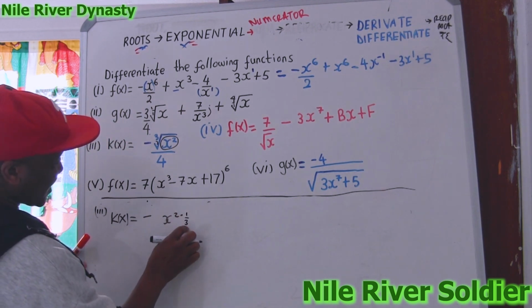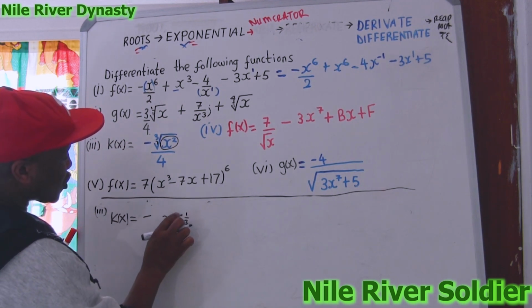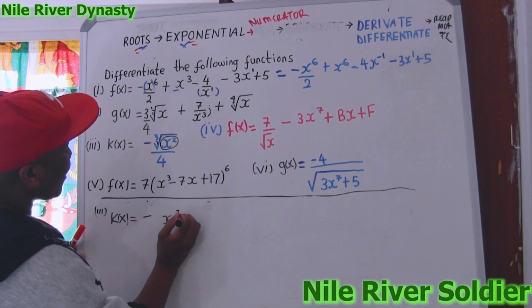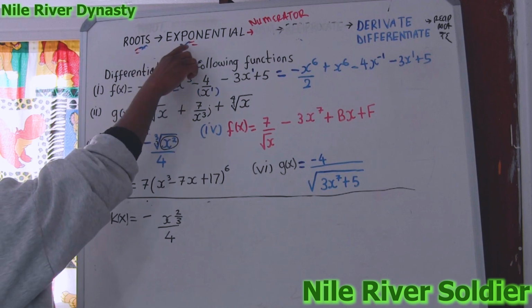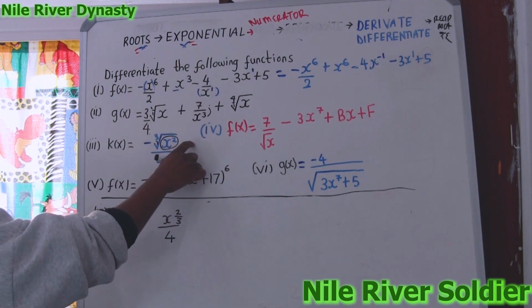2 times 1, 2 over 3. So we're going to say this is 2 over 3, and then over, we have a 4. Everything is in power already, because the root must be in power.